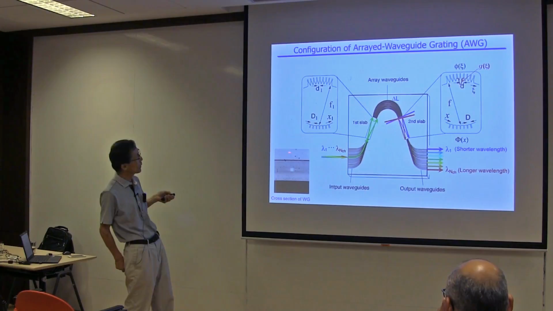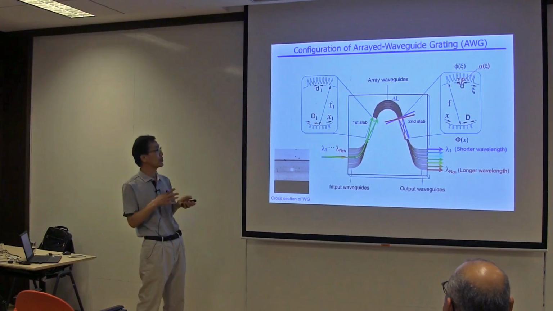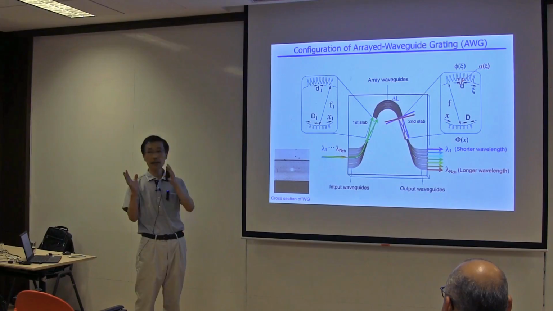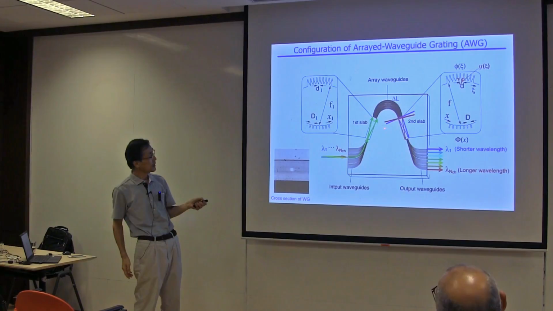The operational principle of this AWG is quite similar to the phased array antenna. In a phased array antenna, the phase front is manipulated by electronically delaying this phase or this phase. But in this AWG, the phase tilting is automatically provided by the wavelength itself.